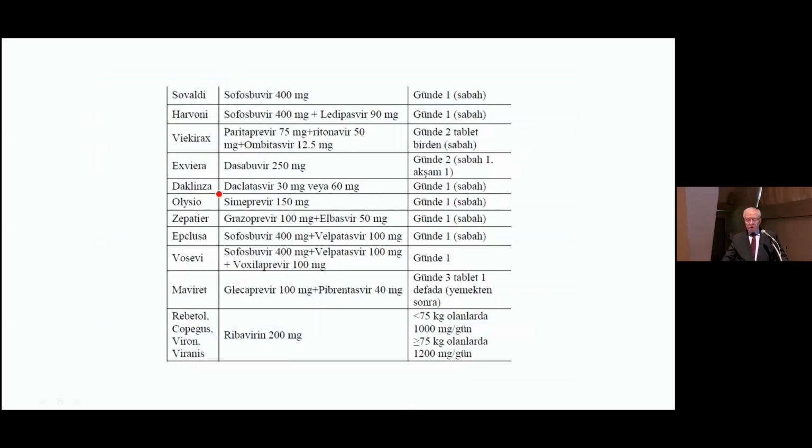As you see in this table, there are new drugs: Harvoni, sofosbuvir plus ledipasvir; Viekira, paritaprevir, ritonavir, ombitasvir; Exviera, dasabuvir; Daklinza, daclatasvir; Olysio, simeprevir; Zepatier, grazoprevir plus elbasvir; Epclusa, sofosbuvir plus velpatasvir; Vosevi, sofosbuvir, velpatasvir, and voxilaprevir; Mavyret, glecaprevir and pibrentasvir; and also Rebetol, Copegus, Ribavirin.